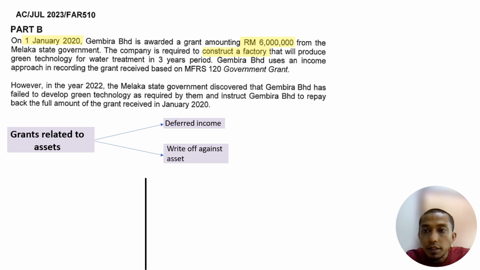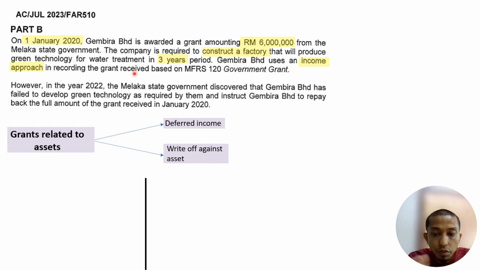The factory will produce green technology for a period of 3 years. Gembira Berhad uses an income approach in recording the grant received, based on MFRS 120 Government Grant.